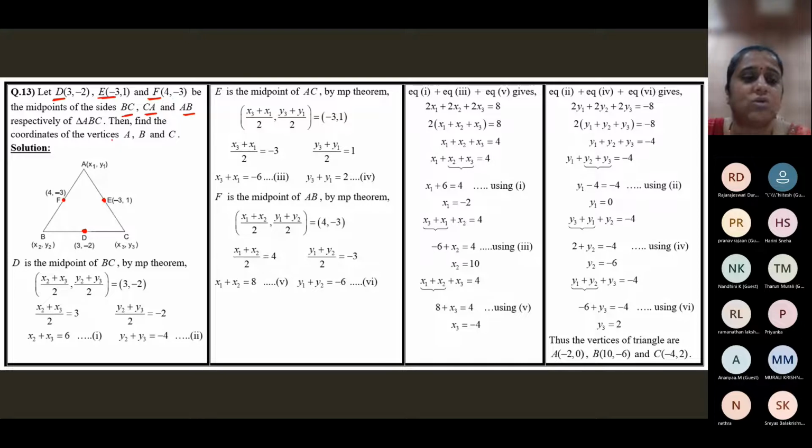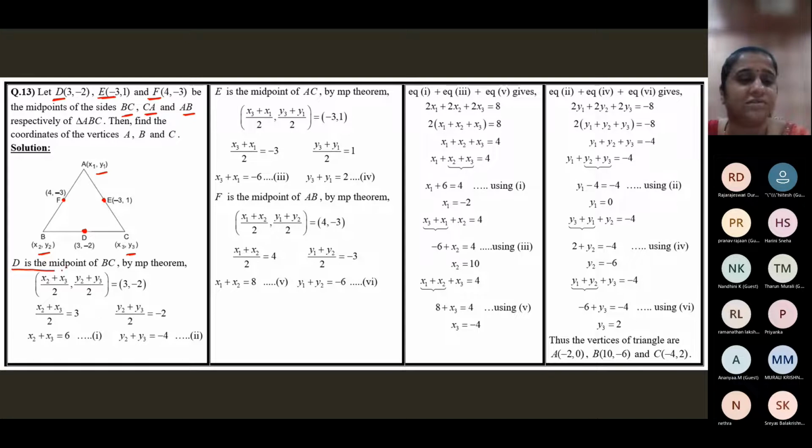Now we need to find the coordinates of the vertices A, B, and C. We do not know the coordinates of A, B, and C, so let's call them x1, y1, x2, y2, and x3, y3. We know the coordinates of the midpoints of the 3 sides of triangle ABC. Given this, we need to find the coordinates of the 3 vertices of triangle ABC. Very simple, just using the midpoint formula. So let's take up the information one by one.